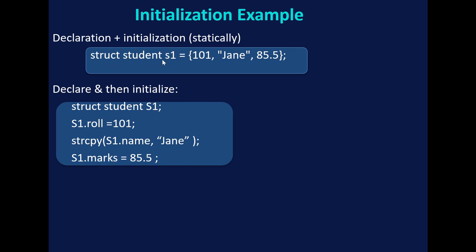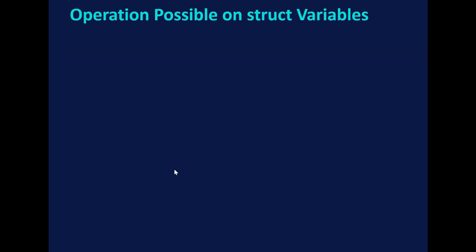Now to declare and initialize statically, there are two forms. Along with the declaration, I can initialize, which is shown here. So with the assignment operator within a set of curly brackets, following the same order of the members that were declared within the structure, I will have the initial values given, or I will declare the variable s1 of type student and then individually assign values to the members of the structure.